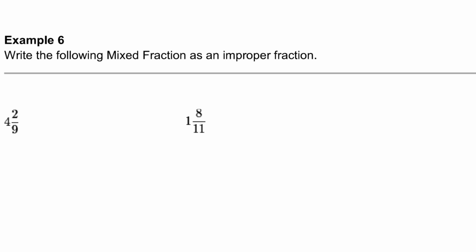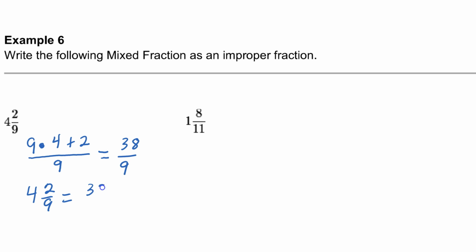In order to write a mixed number as an improper fraction, there is an algorithm, a process. You multiply the denominator of the mixed number by the whole number and add the numerator. In this case, you have 9 times 4 plus 2, and then you divide by the denominator, which is 9. 9 times 4 is 36, plus 2 is 38. So it's 38 over 9. That's the improper fraction. So 4 and 2 ninths is equal to 38 over 9.